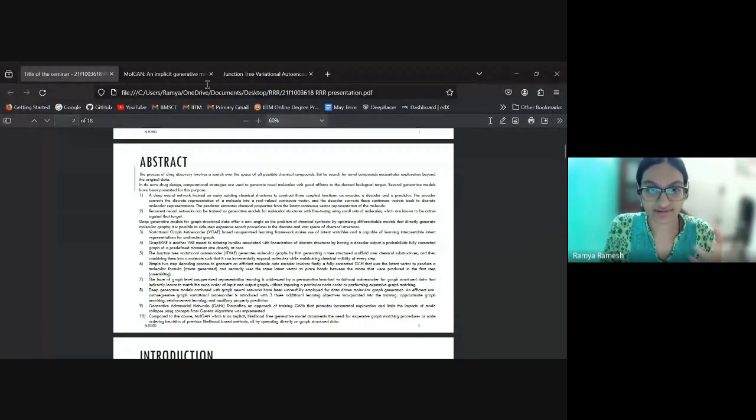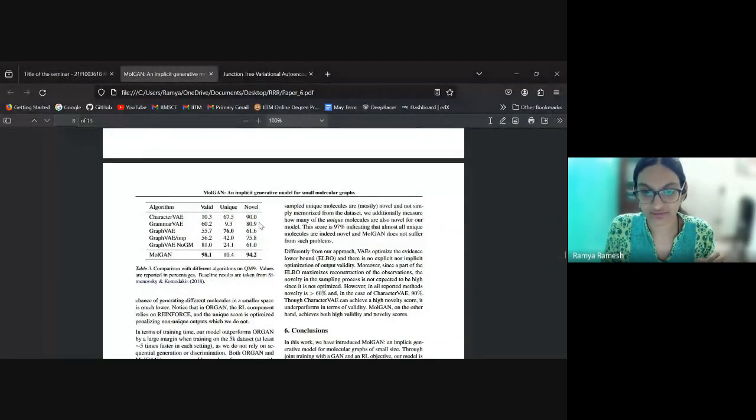Another thing was, as you go from one paper to another, like this one, a model called Molgan. What happens in this paper is you get a comparison of this model with other models. So here I got to know many other such model names as well, and their comparison results with this model.